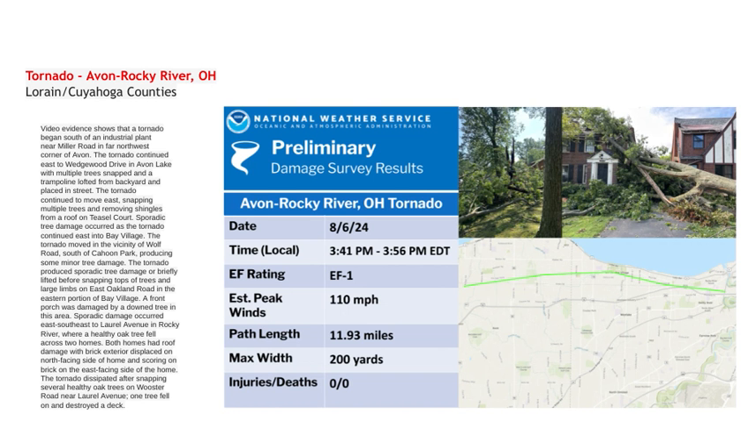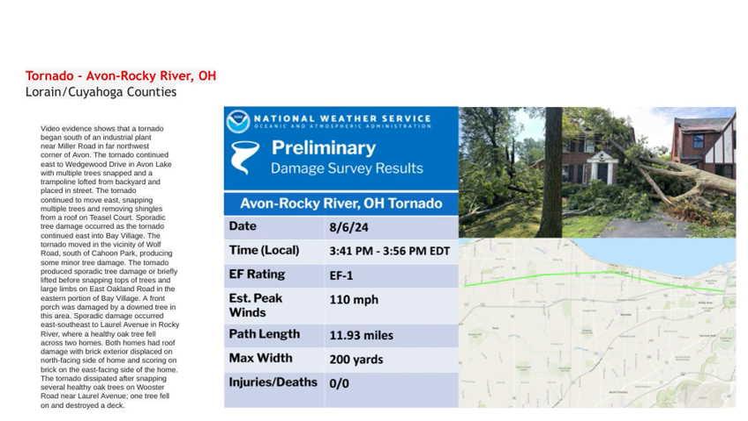The front porch was damaged by a downed tree in this area. The damage then occurred east-southeast to Little Avenue and Rocky River, where a huge oak tree fell across two homes. One home had roof damage, and its generator was displaced on the west-facing side of the home, with a window broken on the east-facing side of the home.